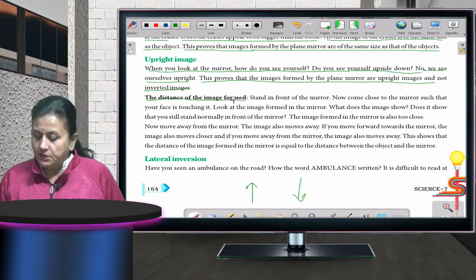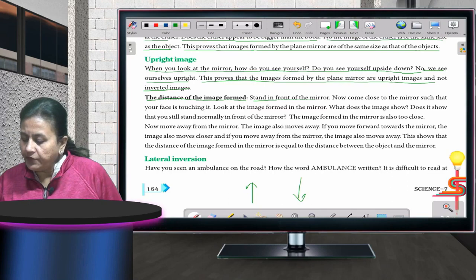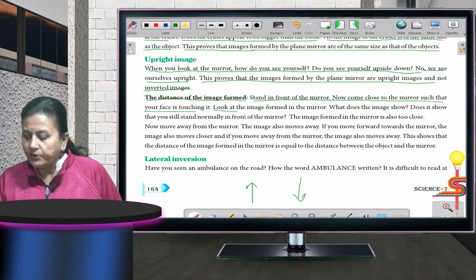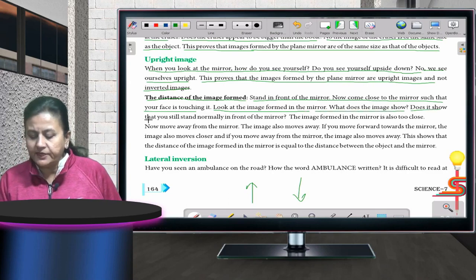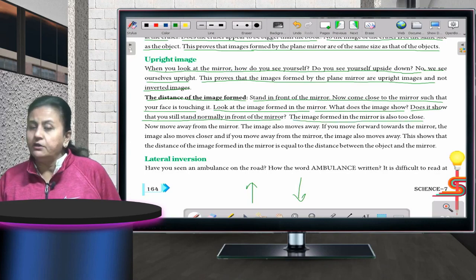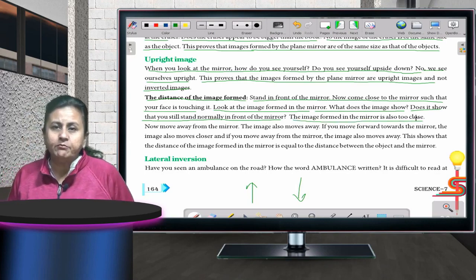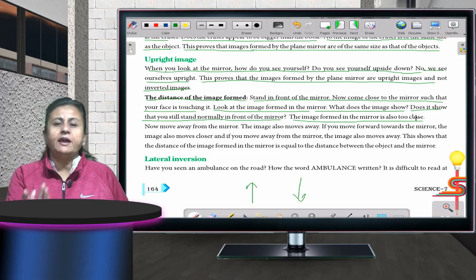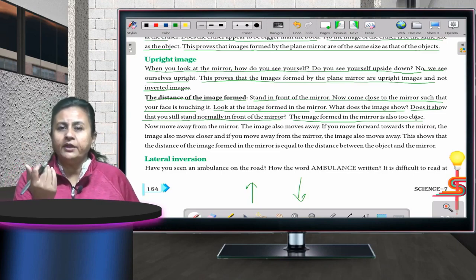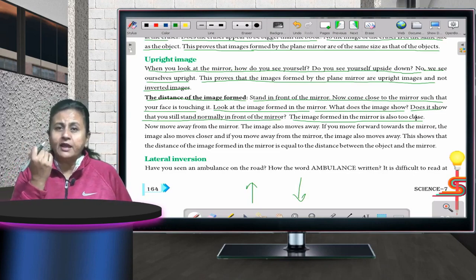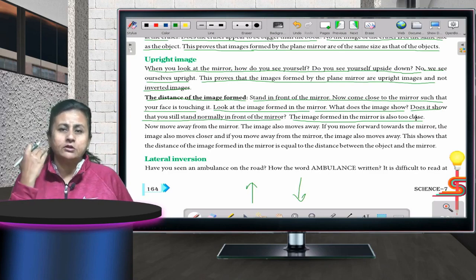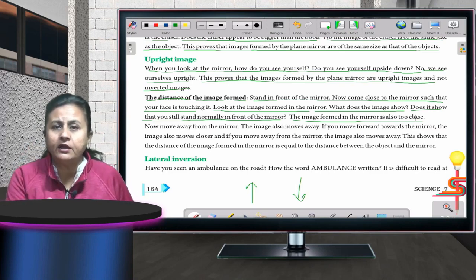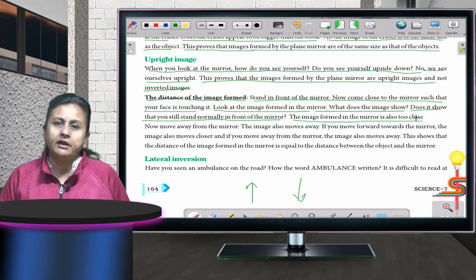Now stand in front of the mirror. Now come close to the mirror such that your face is touching it. Look at the image formed in the mirror. What does the image show? Does it show that you still stand normally in front of the mirror? The image formed in the mirror is also too close. In case I move back while looking in the plane mirror, what will happen? The image formed will also be moving back. If I am coming closer, the image formed will also be coming closer.